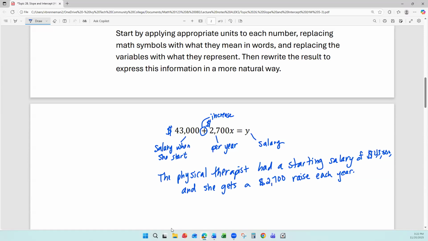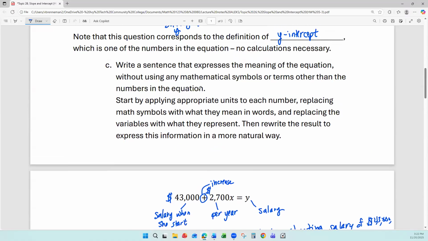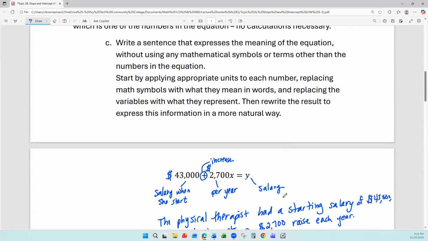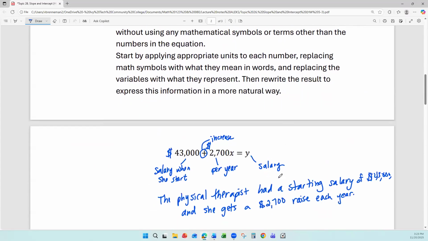year. So notice the sentence did not use X, did not use Y, did not use plus, did not use equal. It put the dollar sign with each of those numbers to make it clear what they're representing. Talked about the salary, starting salary. So rather than saying her salary when she was first hired was 43,000, I kind of summarized what that means.